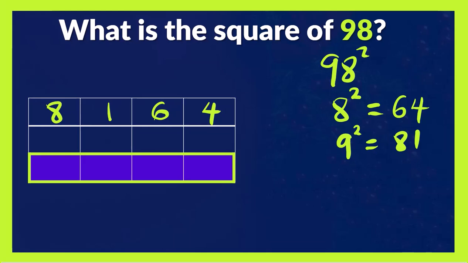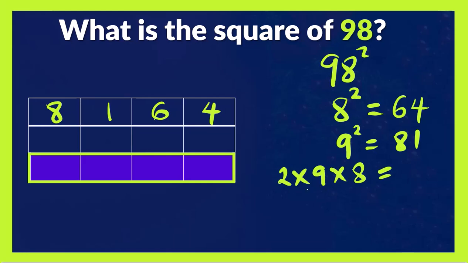So the third step we're going to do right now is to multiply the first and the second digit by 2. So we have 2 times, the first digit is 9 and the second digit is 8. So we're doing 2 times 9 times 8.